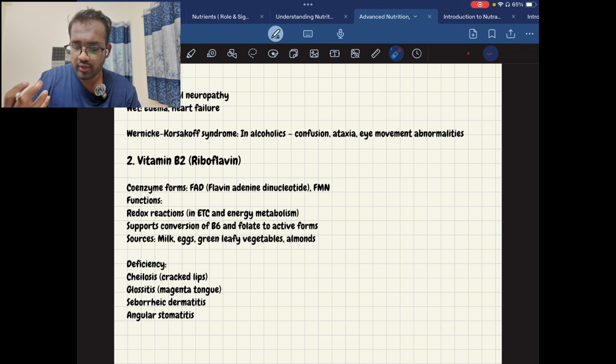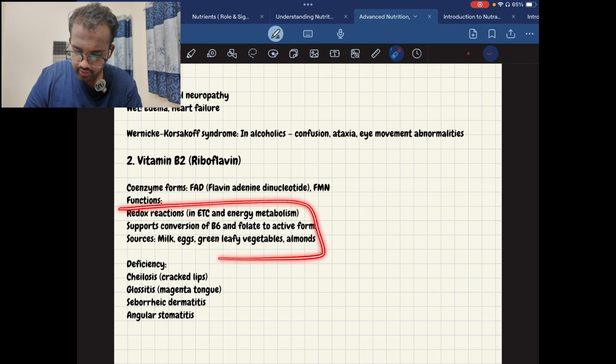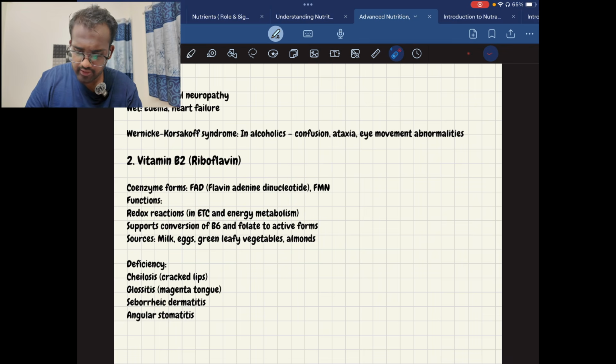If you have rashes on the tongue, or an infection on the tongue, or dry lips, then it is related to riboflavin deficiency. So always remember, I have clearly mentioned everything here. You can just go through it once, it's very easy.